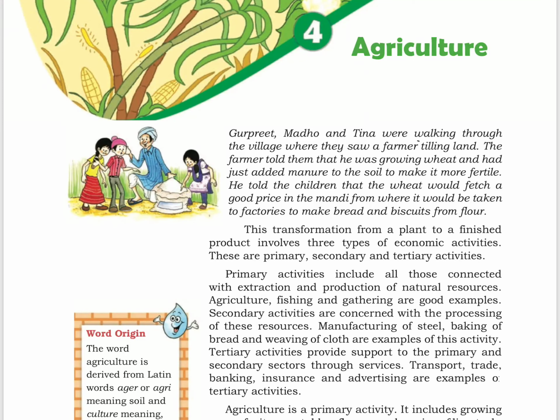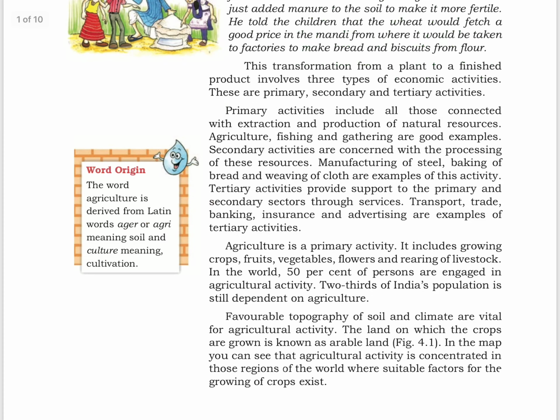In this video, I am going to explain chapter 4 of class 8 NCERT Geography. Title of the chapter is Agriculture. So let's get started. Here we have the word agriculture, which is derived from Latin words ager or agri meaning soil and culture meaning cultivation.